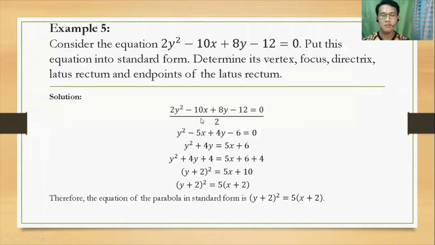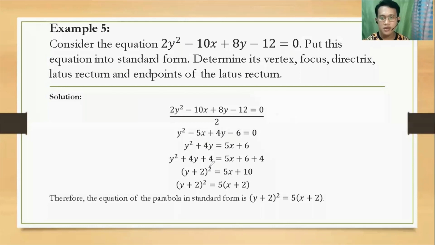Okay, how about example number 5? Consider the equation 2y² - 10x + 8y - 12 = 0. So this is a general form of a horizontal parabola since our y here is being squared. Put this equation into the standard form, or convert the general into standard. Basically we are going to apply completing the square. Always remember, if the given is a general equation, in converting that into a standard form, we apply completing the square.